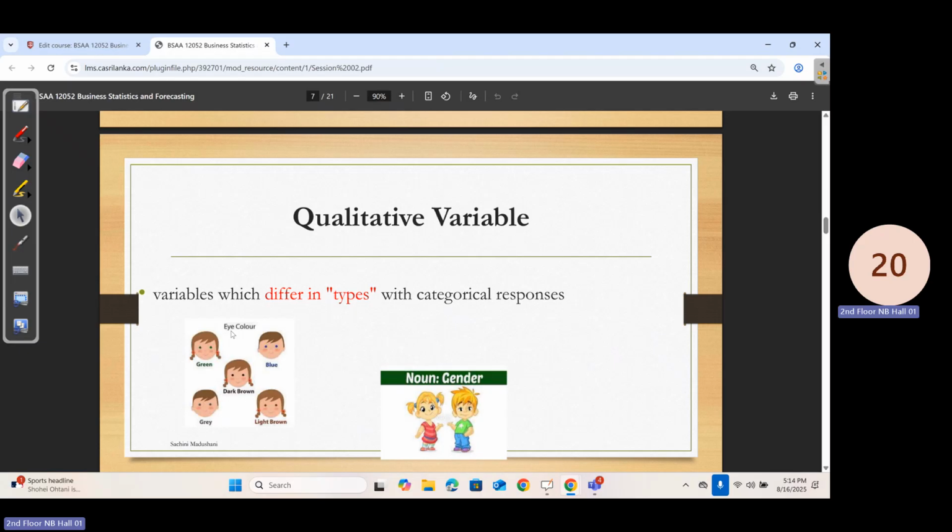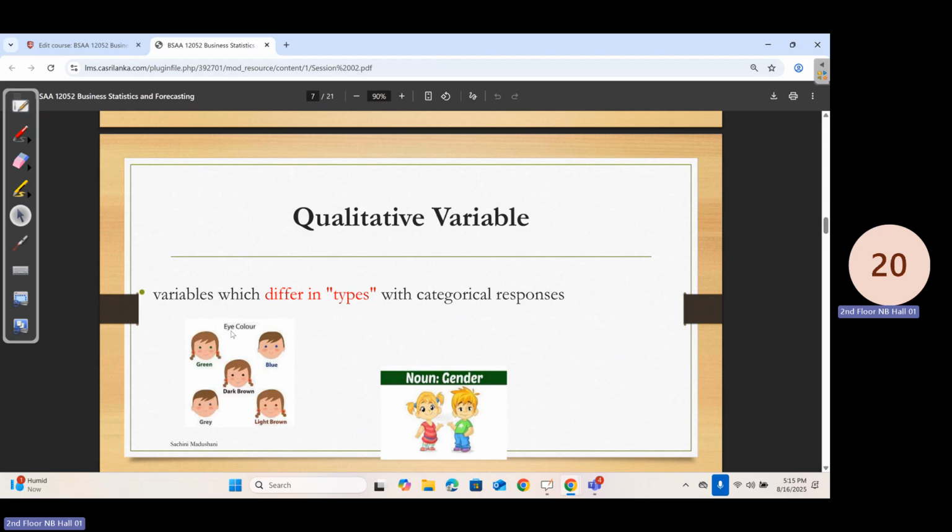Secondary data we can take from any other sources. But before collecting the secondary data, we need to check four conditions. We need to check four things: availability, suitability, adequacy, and reliability.